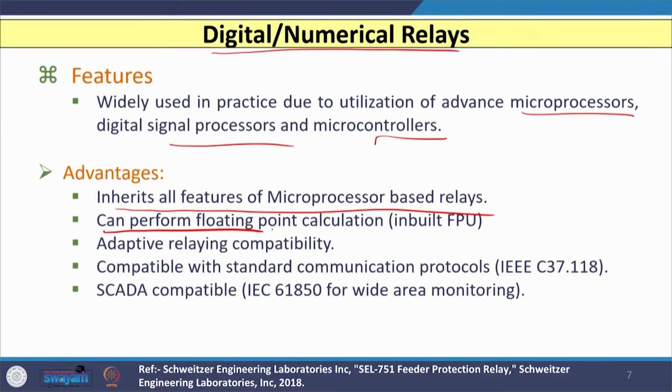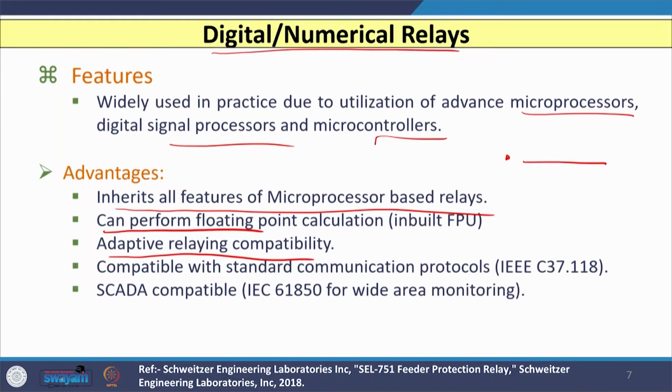This relay can perform floating point calculation. So, after the decimal point, if we need the calculation, then separate calculations or separate processors are there, so this relay can perform such type of calculations. This relay has adaptive capability. Let us say there is a change in external system conditions, and because of that some parameter changes, and because of that the threshold changes, and if we want an adaptive threshold, then such a feature is possible when we use digital or numerical relays.